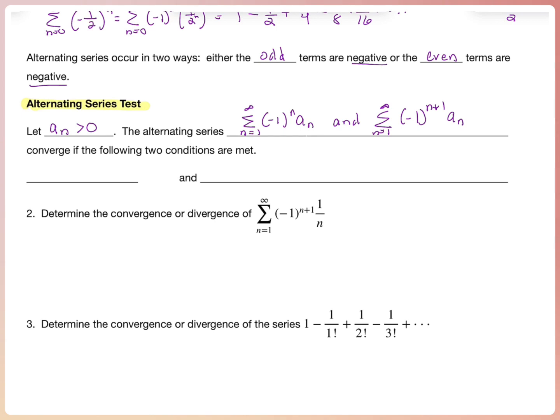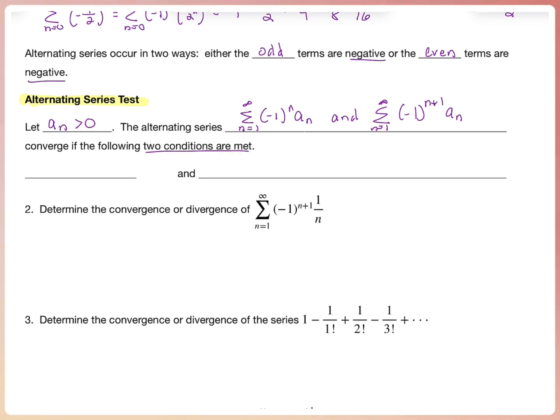This series converges if the following 2 conditions are met. So we have to find 2 conditions to be true. The first condition is that the limit as n goes to infinity of a sub n must equal 0, and a sub n plus 1 must be less than a sub n for all n. Basically that means that the sequence a sub n is decreasing. So if the limit of a sub n equals 0 and the sequence decreases, then we have a convergent alternating series. So let's look at our first example here.